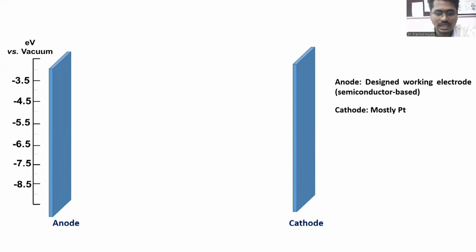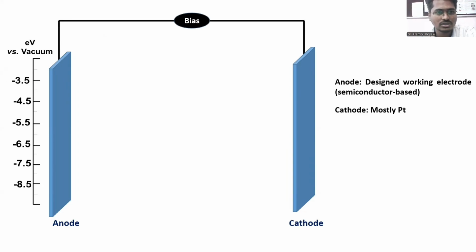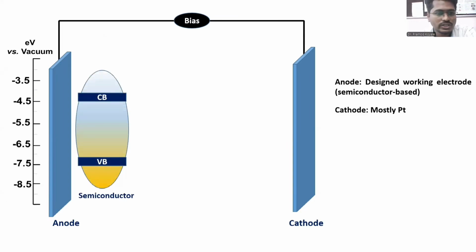So both anode and cathode are connected with each other through an external circuit by means of the bias as well as the potentiostat. So as discussed, the anode, that is the photoanode, includes the semiconducting material having the specific conduction band and valence band. So initially, in concern with the mechanism, what will happen?